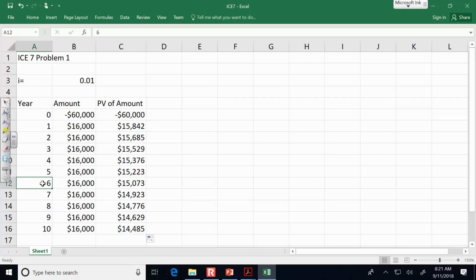Like if you think about the formula, F is the same. F is the 16,000. I is what we put in here. So what's changing is the n. So this 16,000 in year 10, if you want to pay me $16,000 10 years from now, what that's worth to me today is $14,485. That's what it's worth to me today if the interest rate environment is 1%. So money that's not so far in the future is worth more than money that is far in the future.